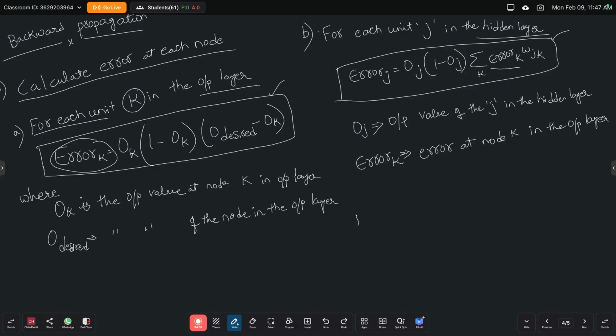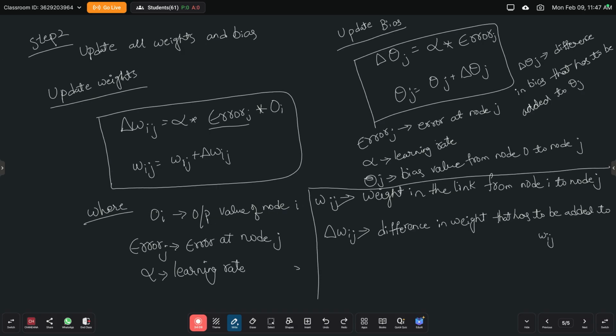In step 2, we are updating the bias and weights. After calculating all the errors, we update the weights and bias. This is the calculation for weights. This is for updating the bias. This is all about the multi-layer perceptron: how it works, and how the input layers, hidden layers and output layers function. Clear?